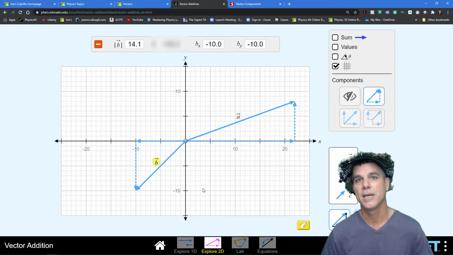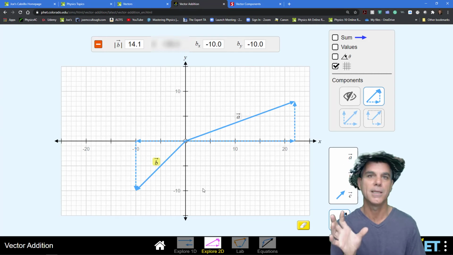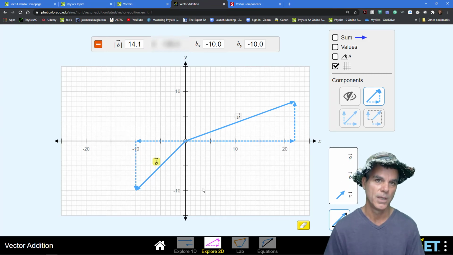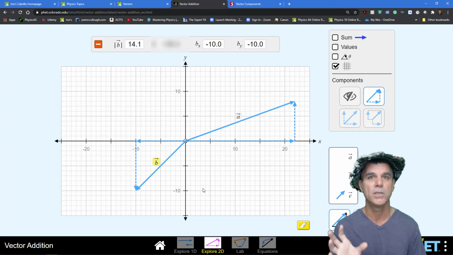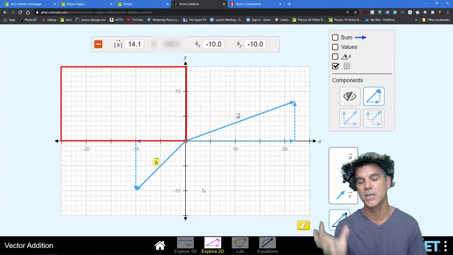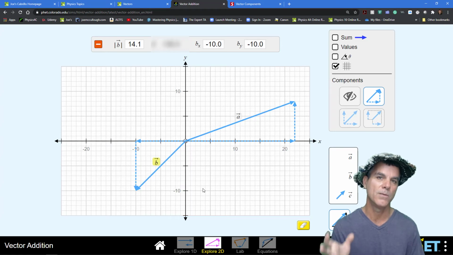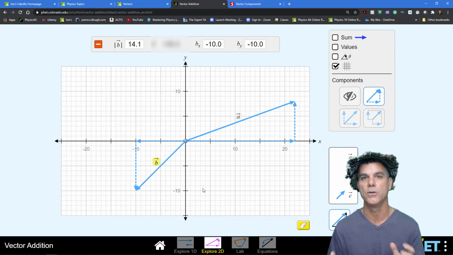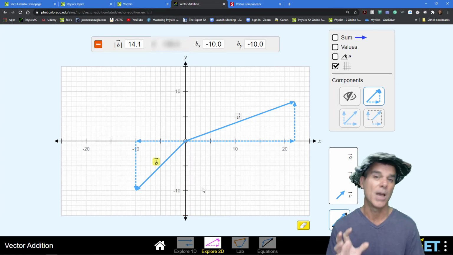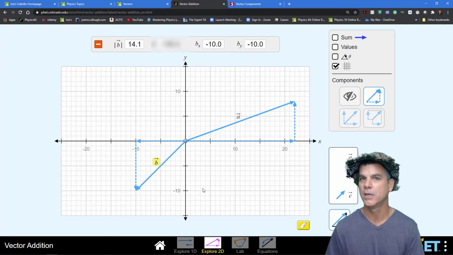Well, anytime you use your calculator to calculate the inverse tangent of an angle, if that angle should be in the second or third quadrant, your calculator will give you an answer which is off by 180 degrees. Now, how are you going to know if the angle should be in the second or third quadrant? Here's a nice, easy shortcut for you.